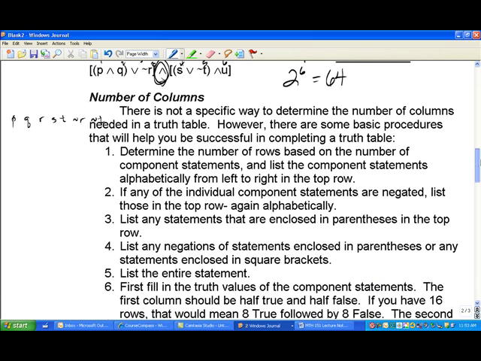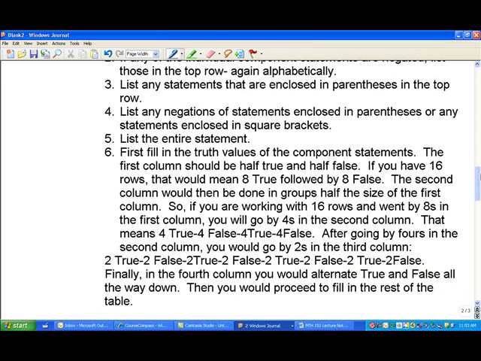Okay, and then you want to fill in the truth values of the component statements. So if you have 8 rows, you're going to start with 4 true and then 4 false. Then you go by 2s. Each time you divide by 2, 2 true, 2 false, 2 true, 2 false. And then you would want to alternate true, false, and so forth all the way down until you have 8 of them.